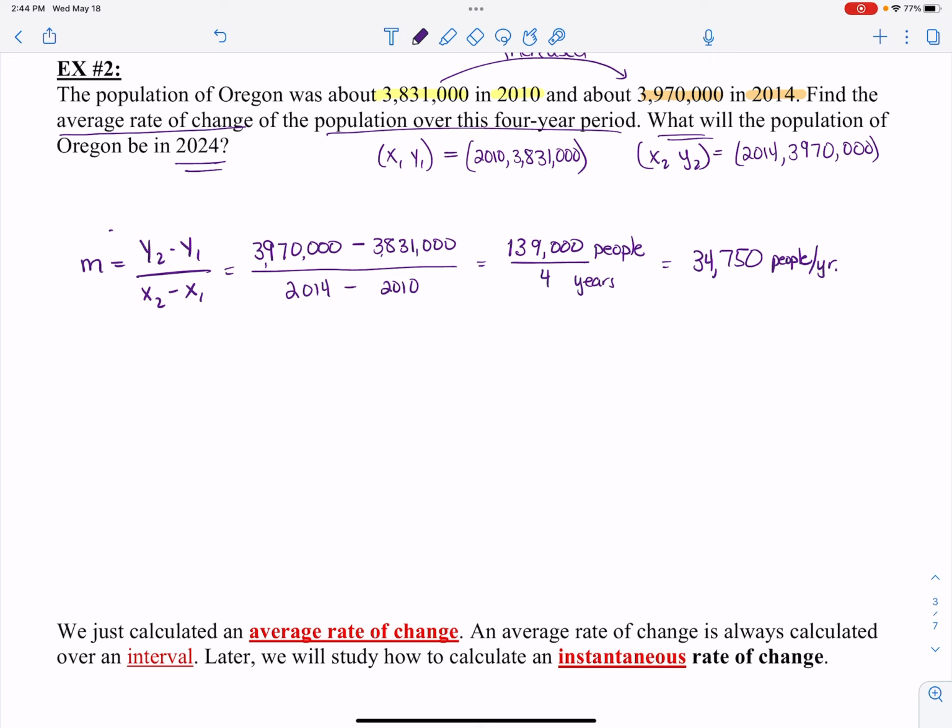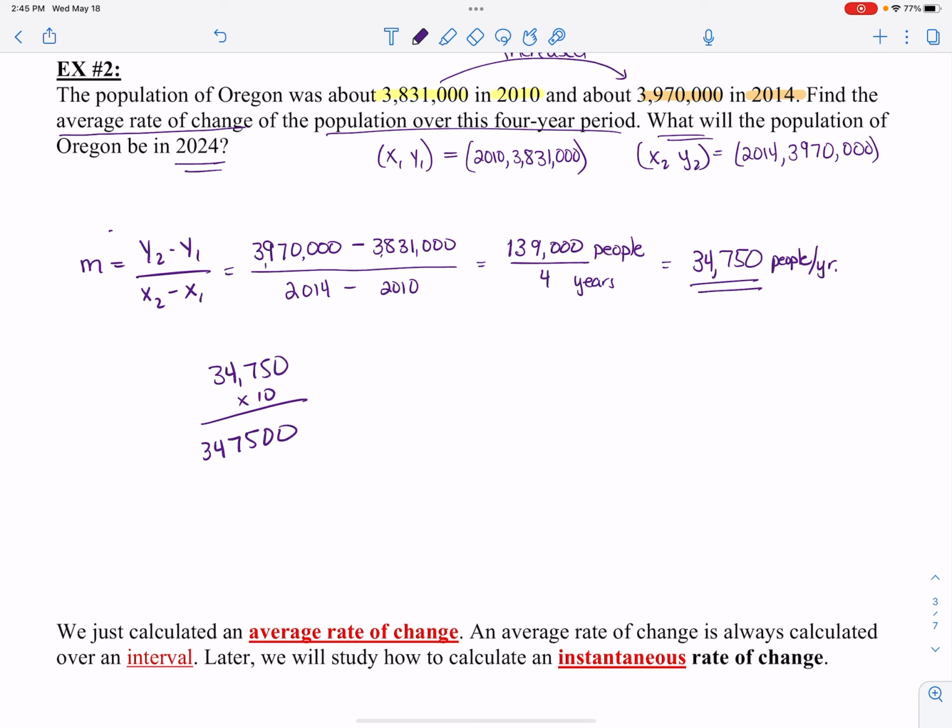Now they're asking me to use that to predict what the population is going to be in 2024. So I know every year it's increasing, assuming that the growth stays constant, that they continue to increase by the same amount that they have for the past 4 years. In the next 10 years, I know that every year for 10 years, the population will increase. Need one extra zero. So over 10 years, that is 347,500 people to be added to where we left off, right?